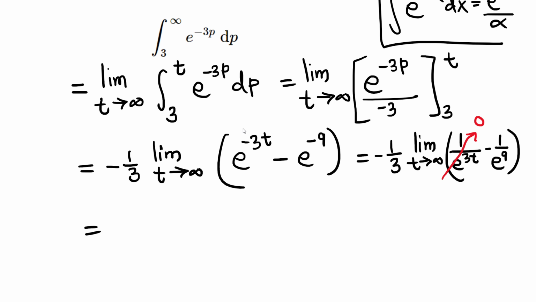That leaves the number negative 1 over e raised to 9. There is no t. Now we multiply by negative 1/3, and we get a finite number. So negative 1 over 3 times negative 1 over e raised to 9. The negative and minus means positive. So 1 over 3 e raised to 9. This is a decimal number. So this integral converges, and the value of this integral is this decimal number.